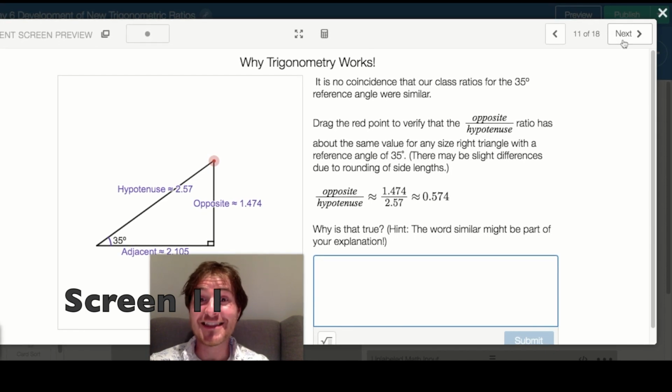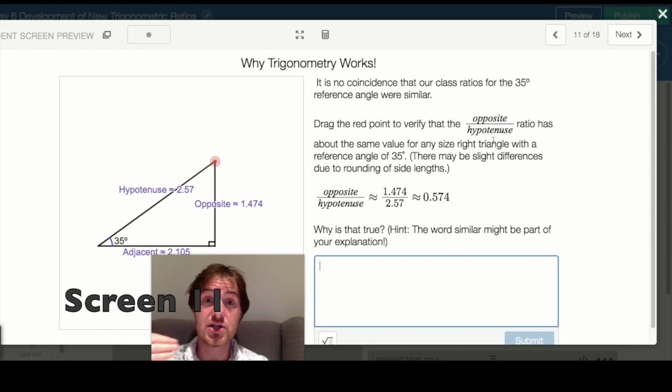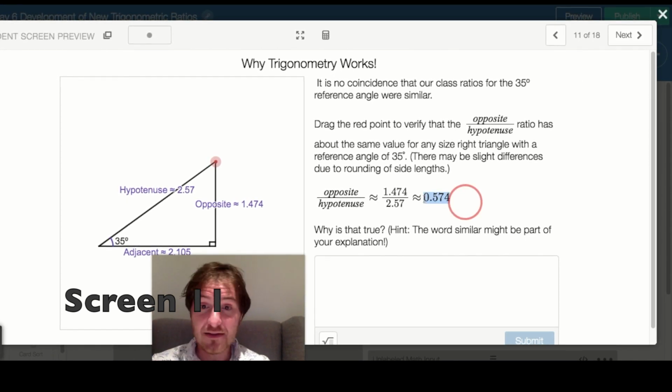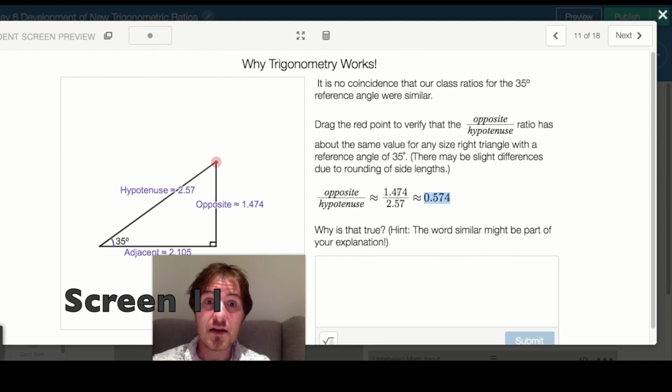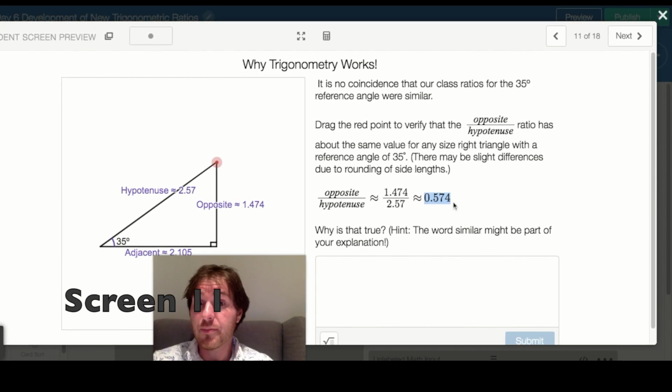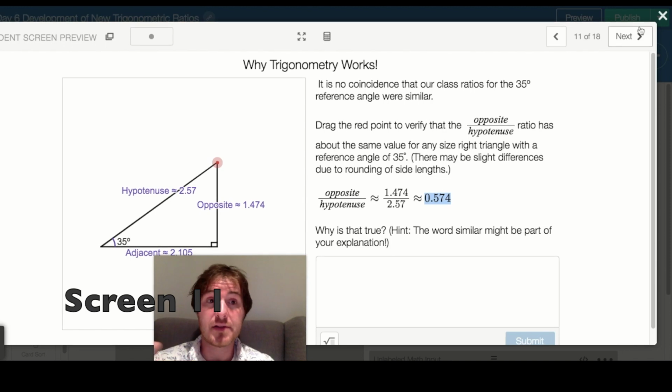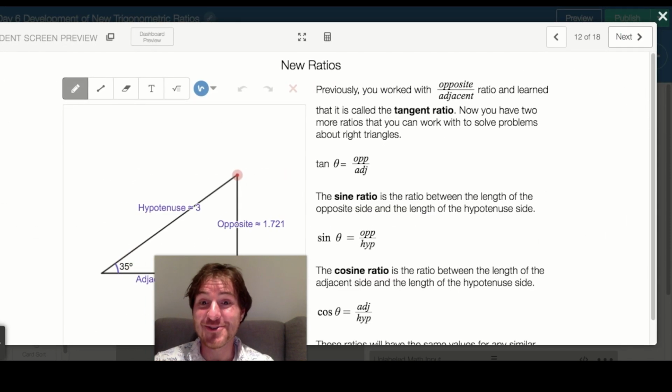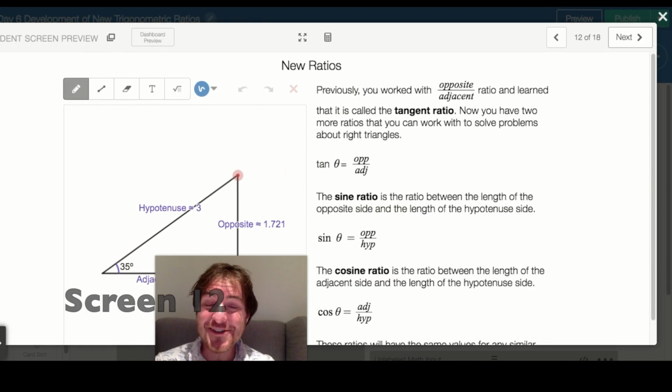Corresponding side lengths of similar triangles are proportional. They're going to have the same ratio, opposite over hypotenuse. That ratio here, right? This to that. It's just division, right? You end up with a decimal like this, okay? And that's the thing we're going to care about. That's going to be stored for us in our trig table and our calculators here, okay?